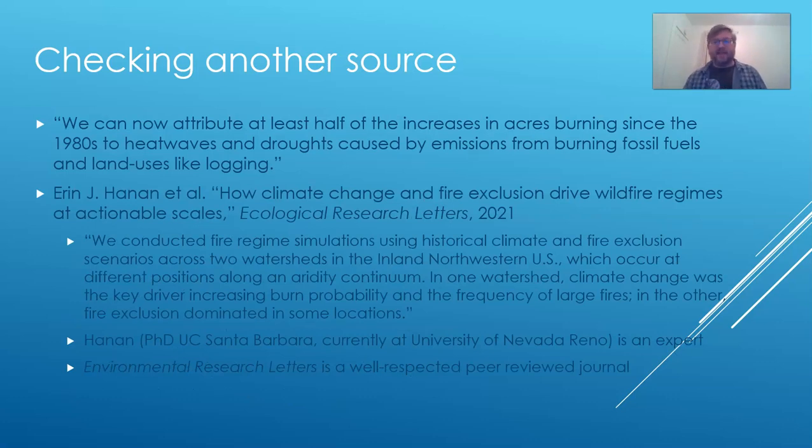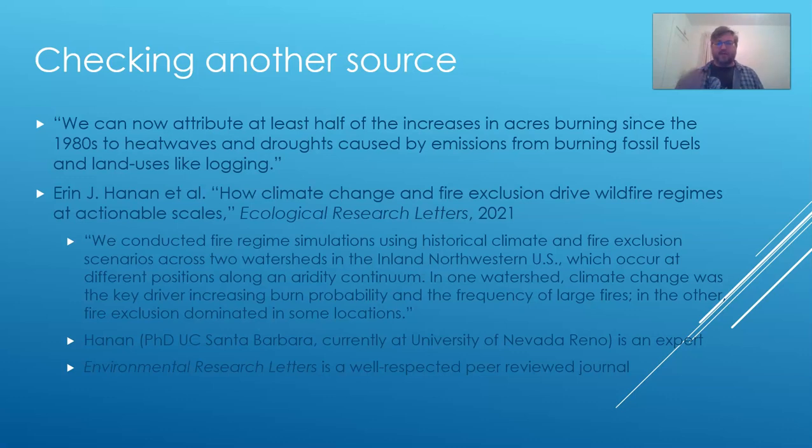Now, in the process of getting to that article, I came across another article that wasn't exactly on point, but gives some interesting additional context to this claim that we're seeing in the article by De La Salle and the similar claim being made in the Abatzoglou and Williams article. So this comes from an article by Erin J. Hanan et al. There's a long list of co-authors on this one called How Climate Change and Fire Exclusion Drive Wildfire Regimes at Actionable Scales from 2021 in Ecological Research Letters. Or should be Environmental Research Letters. I mistyped that.